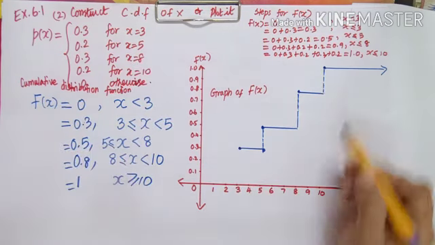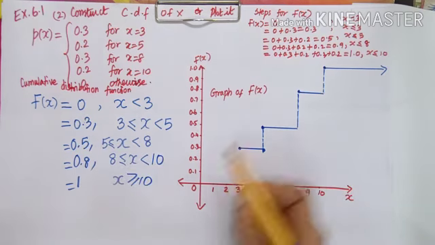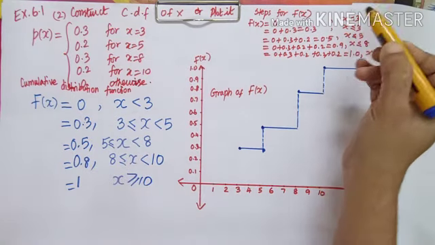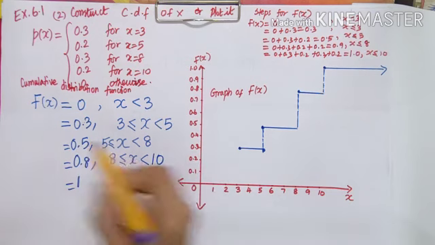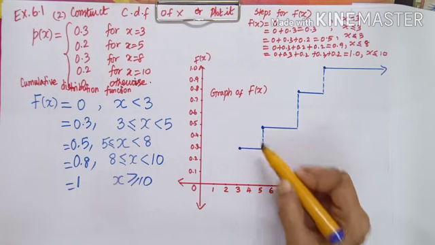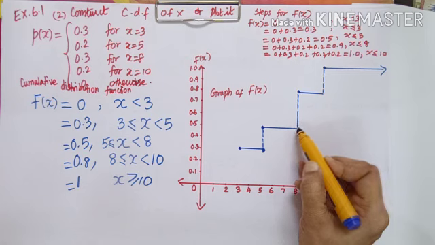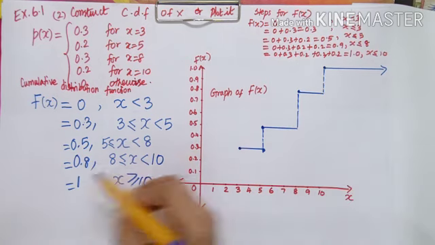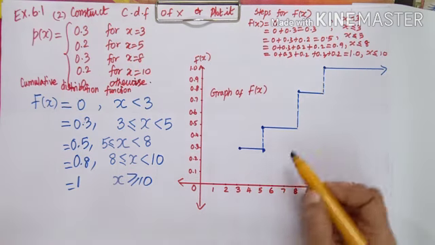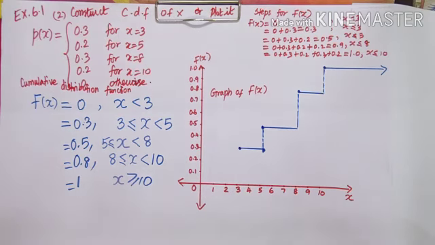And when I want to plot the graph, let us rewrite it this way. Below 3 it is 0. So below 3 I should not mark. 3 onwards, below 5 it is 0.3. So up to this. Once I come up to 5, my answer is 0.5. So 5 to 8, 0.5. 8 to 10, 0.8. And 10 onwards, my answer is 1. And this we call a step function for CDF.